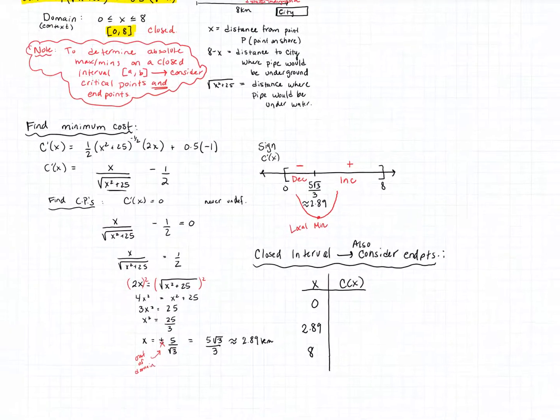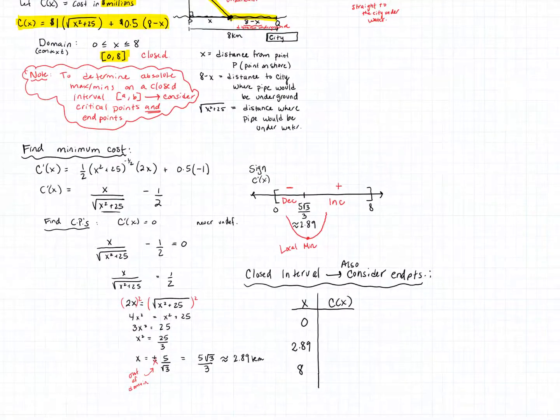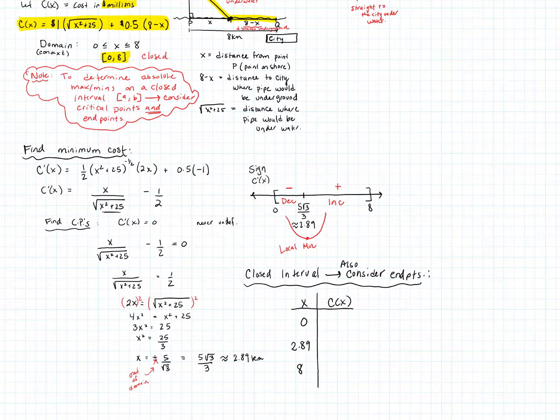So the cost function is up there, up in the upper corner. I just, ahead of time, plugged this into that cost function. It turns out that if I plug in 0, what I get back is 9, and this is in millions, by the way, I get back 9 million. If I plug in 2.89, I get back approximately 8.33 million. If I plug in 8, I get back 9.43 million. And notice in this scenario that the absolute minimum does occur at that critical point, but we have to check.